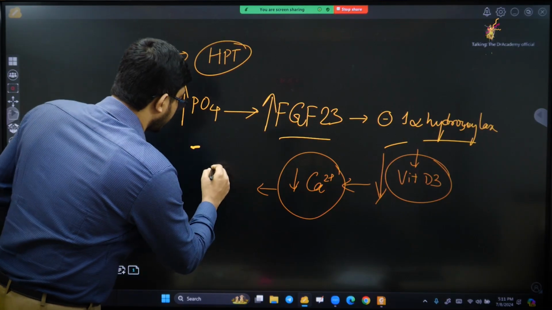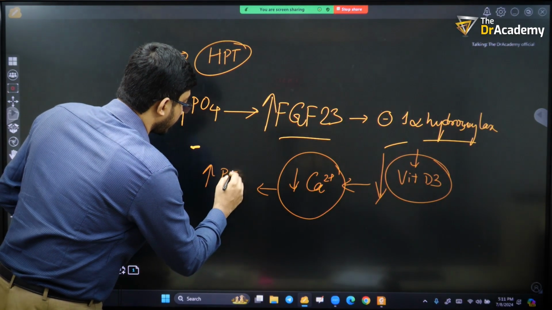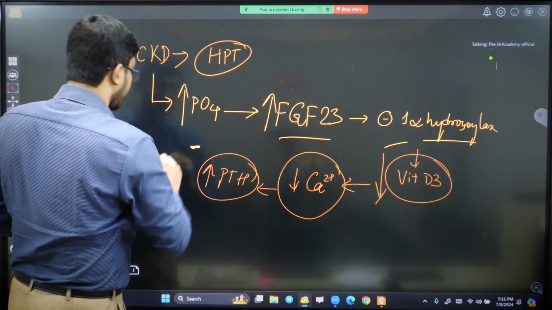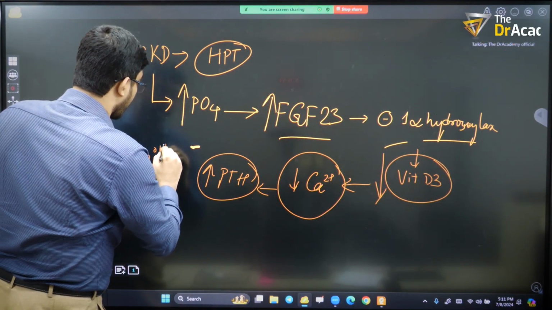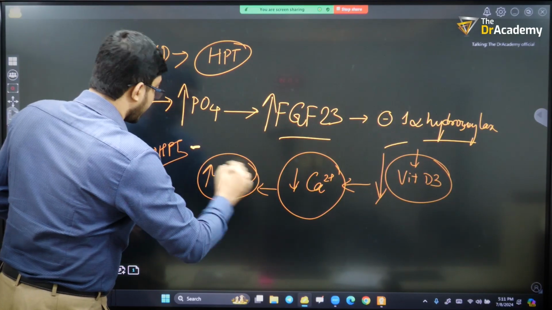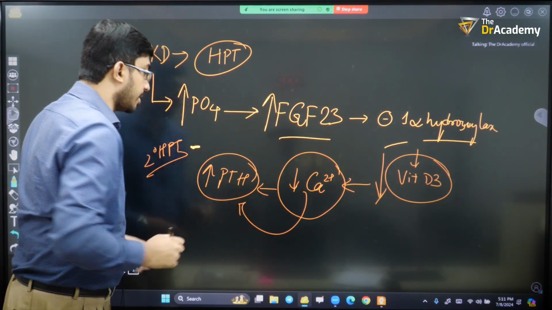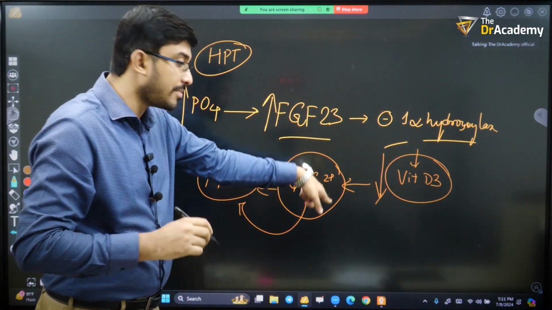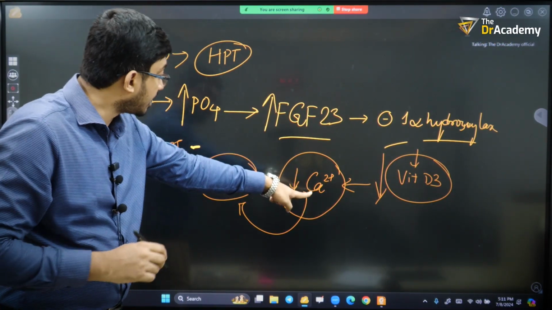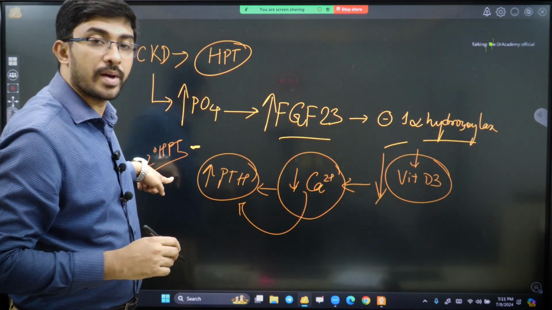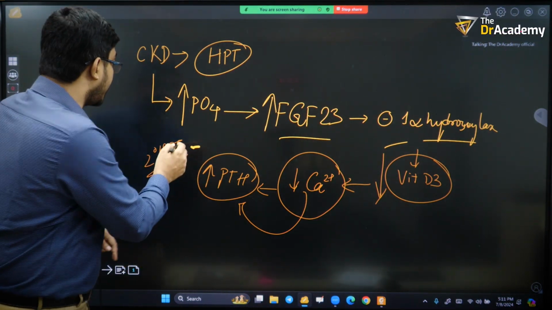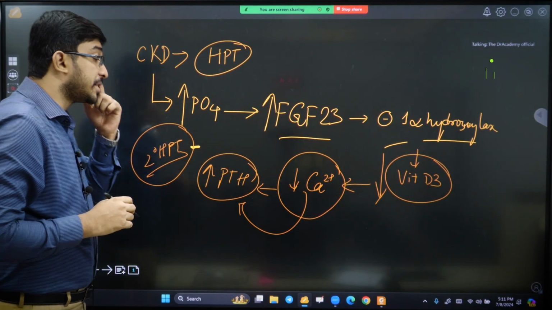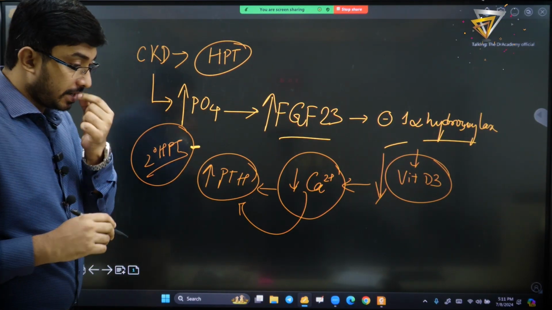And parathyroid gland causes increased secretion of parathyroid hormone. This is called hyperparathyroidism, and this is secondary hyperparathyroidism. Why secondary? It occurs due to effect of calcium, and primary is if the parathyroid hormone itself increases, causing hypercalcemia. And when hypocalcemia causes increase of parathyroid hormone secretion, this is called secondary hyperparathyroidism. So secondary hyperparathyroidism occurs in chronic kidney disease.